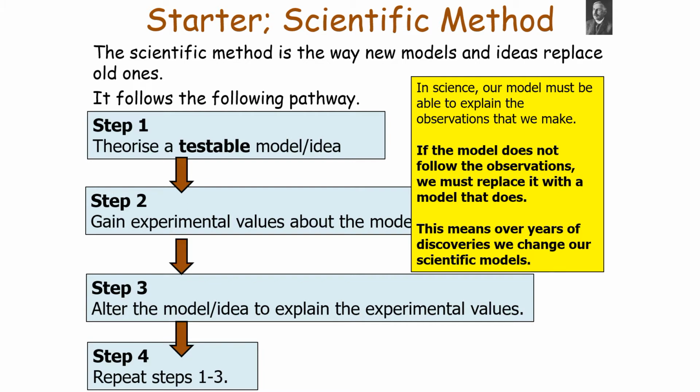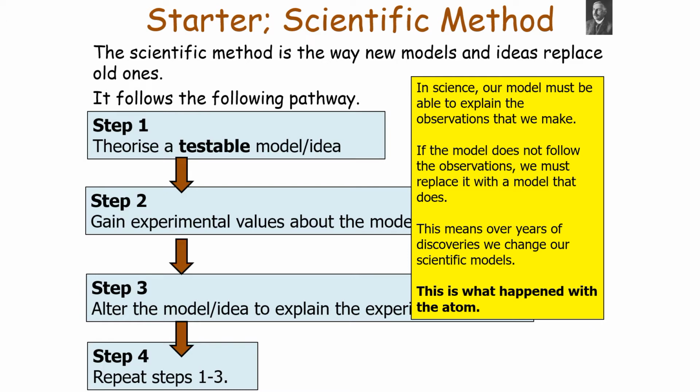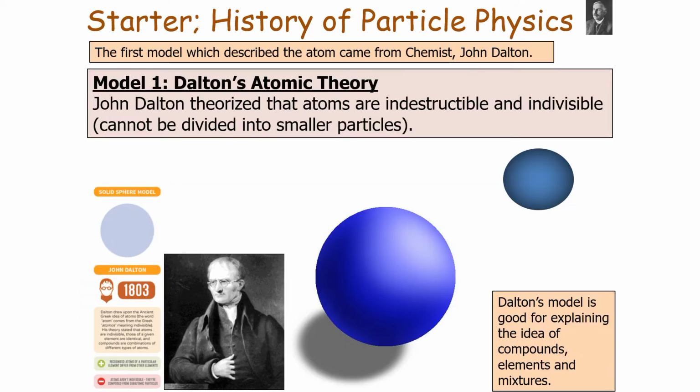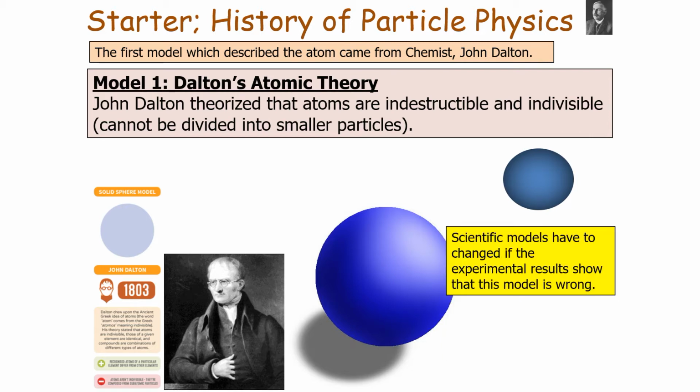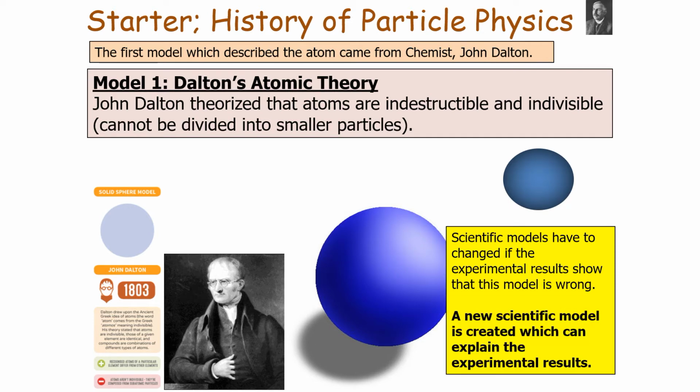So this means over years of discovery we can change our scientific models, which is what has happened with the atom. The first model came from a chemist, John Dalton, who theorized that atoms were indestructible and indivisible. Now, in 1897 the electron was discovered and found to be inside atoms. This means we needed to amend the model of the atom. So the scientific model changes if the experimental results show that the model was wrong, and a new scientific model is created which can explain the experimental results.